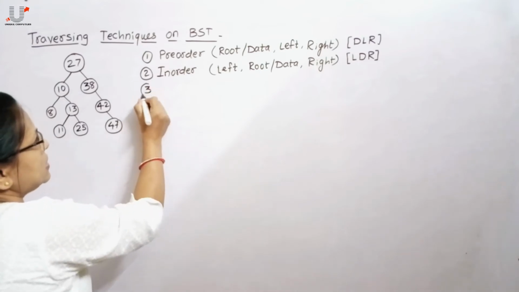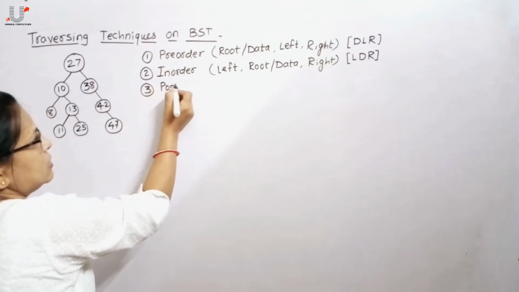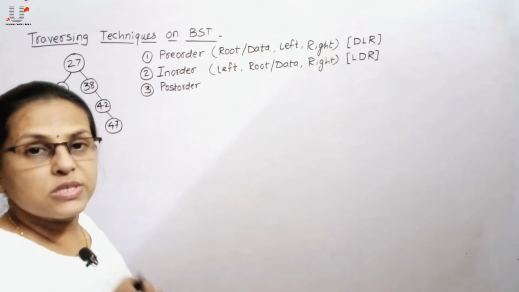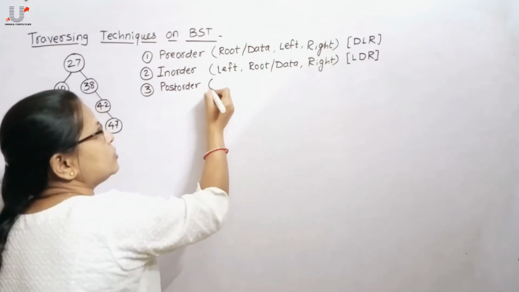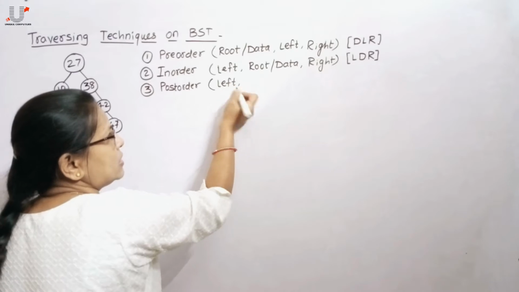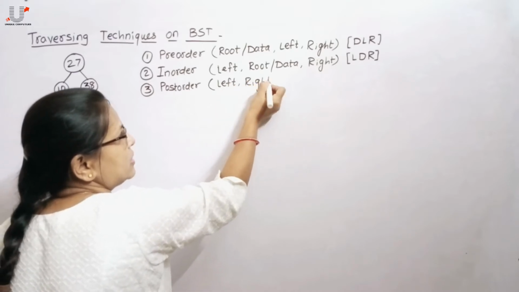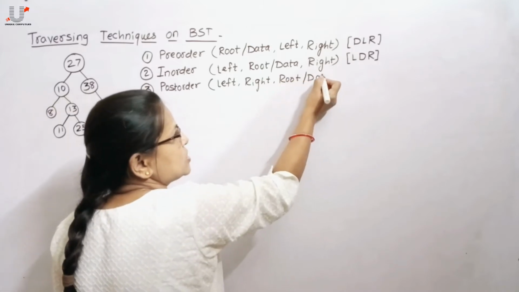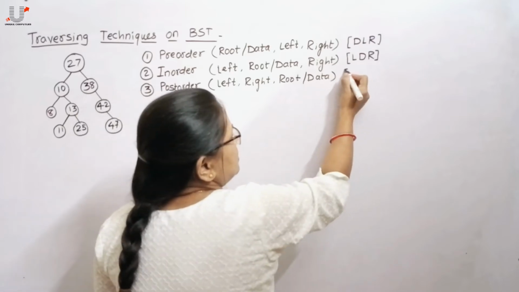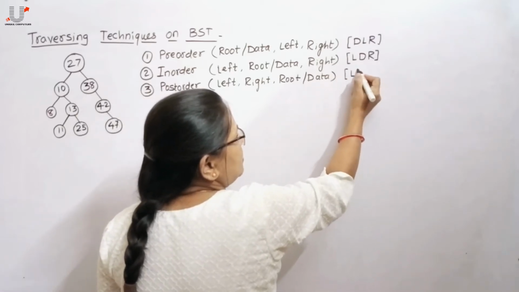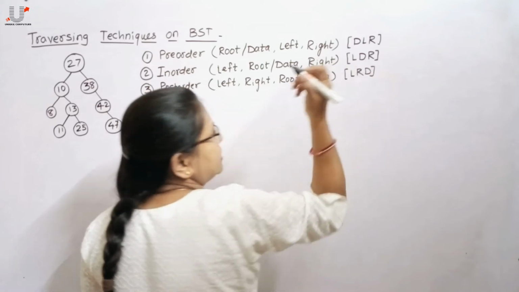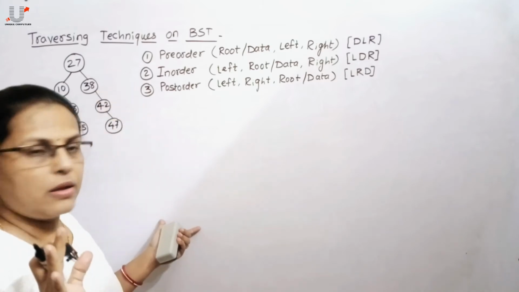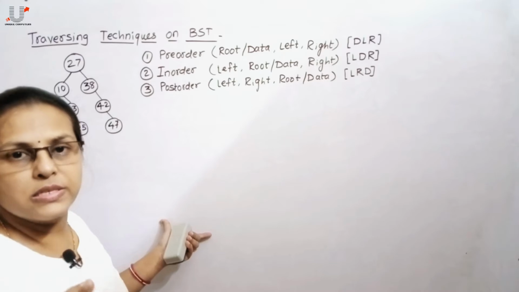And the third traversing technique is post-order. As the name suggests, post means data gets processed at last. First it processes the left subtree, then the right subtree, and then at last the root, or data, gets processed. So it is referred to as left subtree, then right subtree, and then the data part. These traversing techniques are applicable on each binary search tree.